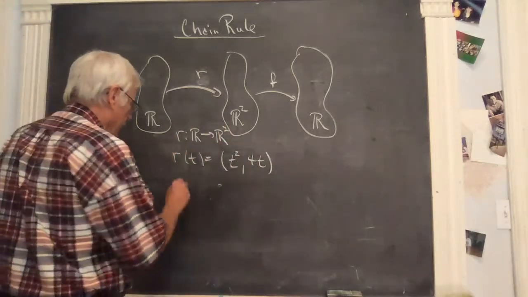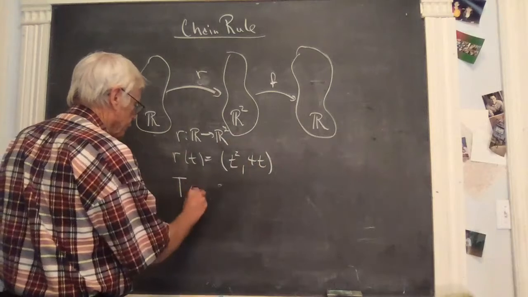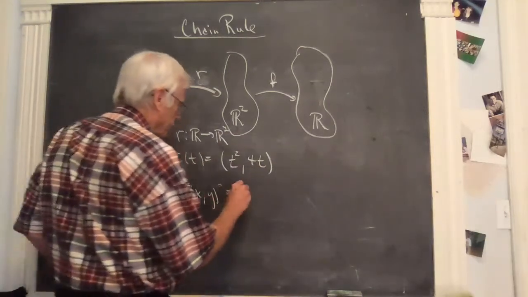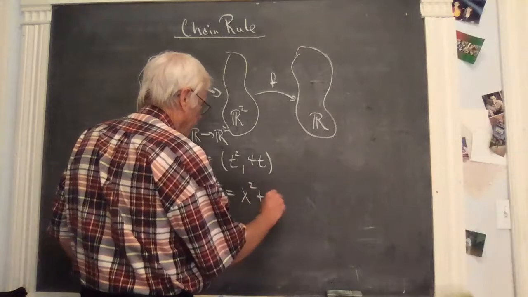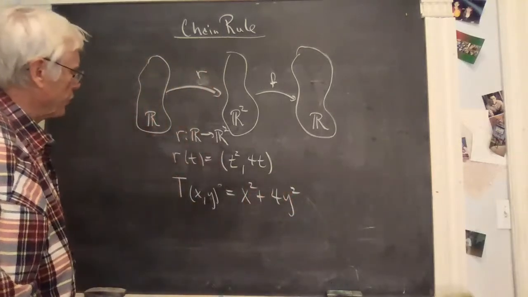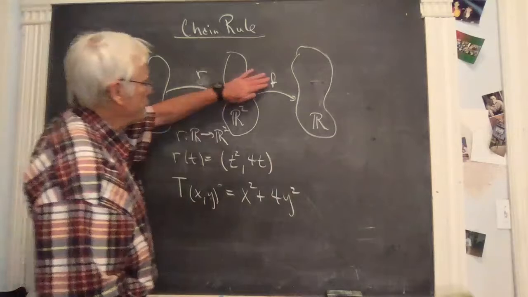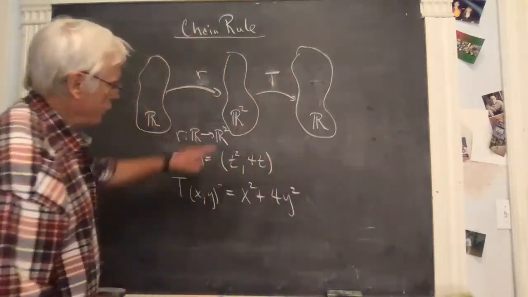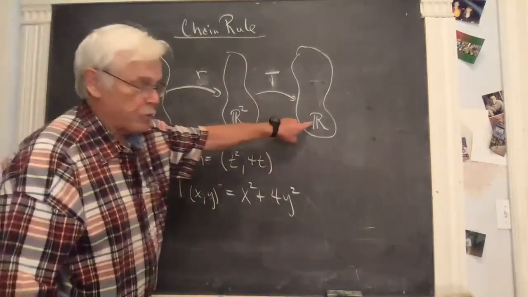F, on the other hand, was our temperature function. I'll change it a little bit. Let's change it to x squared plus 4y squared, just to make it a little simpler. And so the temperature function takes ordered pairs and maps them to real numbers.